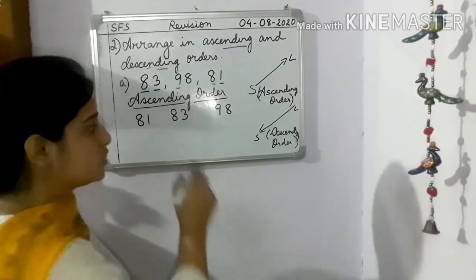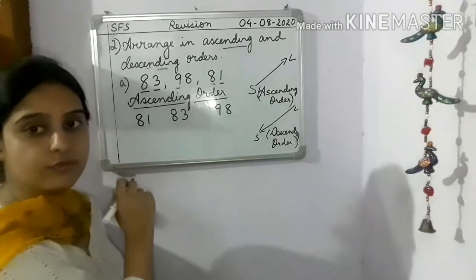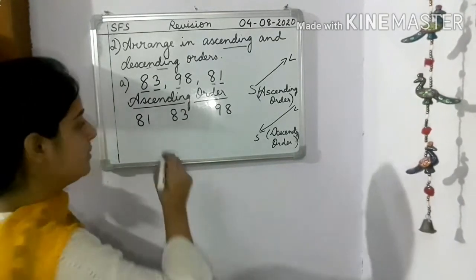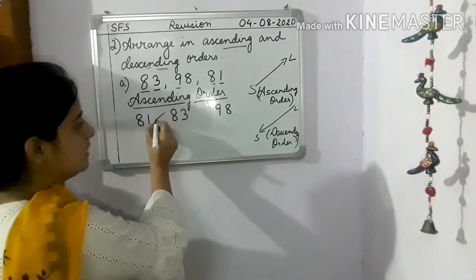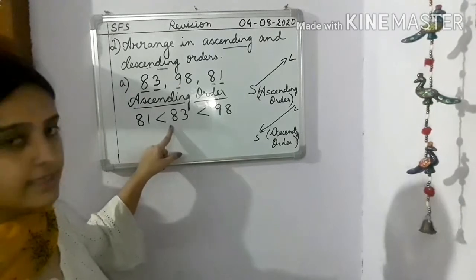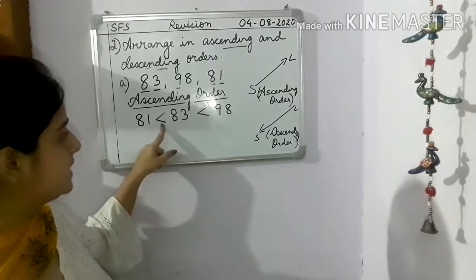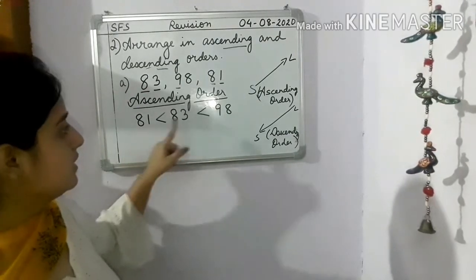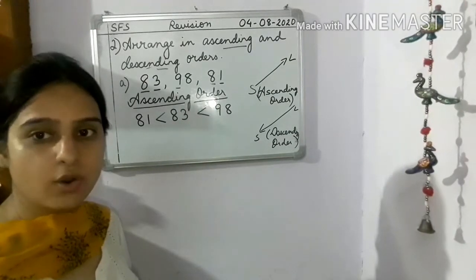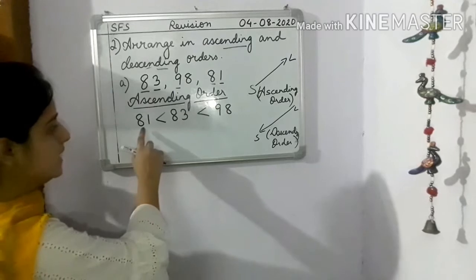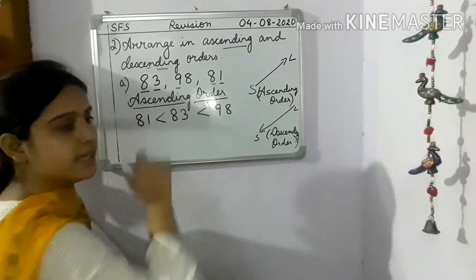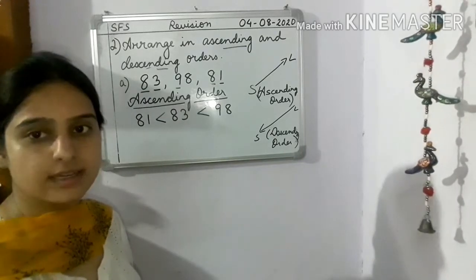Clear? So when we arrange numbers, children, in ascending or descending order, we put the symbol. In ascending order, we put the symbol greater than. Children, you can see 83 is greater than 81. 98 is greater than 83. Okay? Or you can say 81 is smaller than 83 and 83 is smaller than 98.